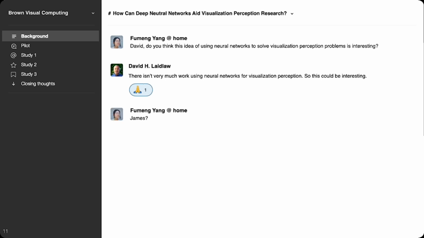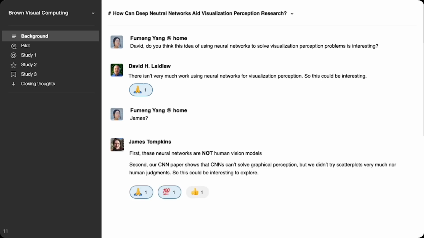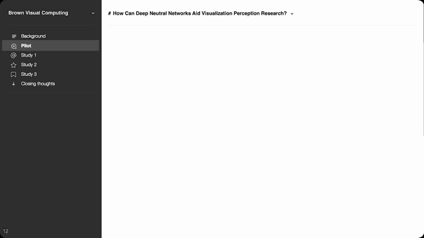I also talked to one of my committee members, James Tompkin, whose name also shows up earlier in this presentation. I still remember that James told me very firmly, first, these neural networks are not human vision models. Second, their second paper did not try scatter plots very much nor human judgments, so this could be interesting to explore. With double permissions, I started to work on this project.